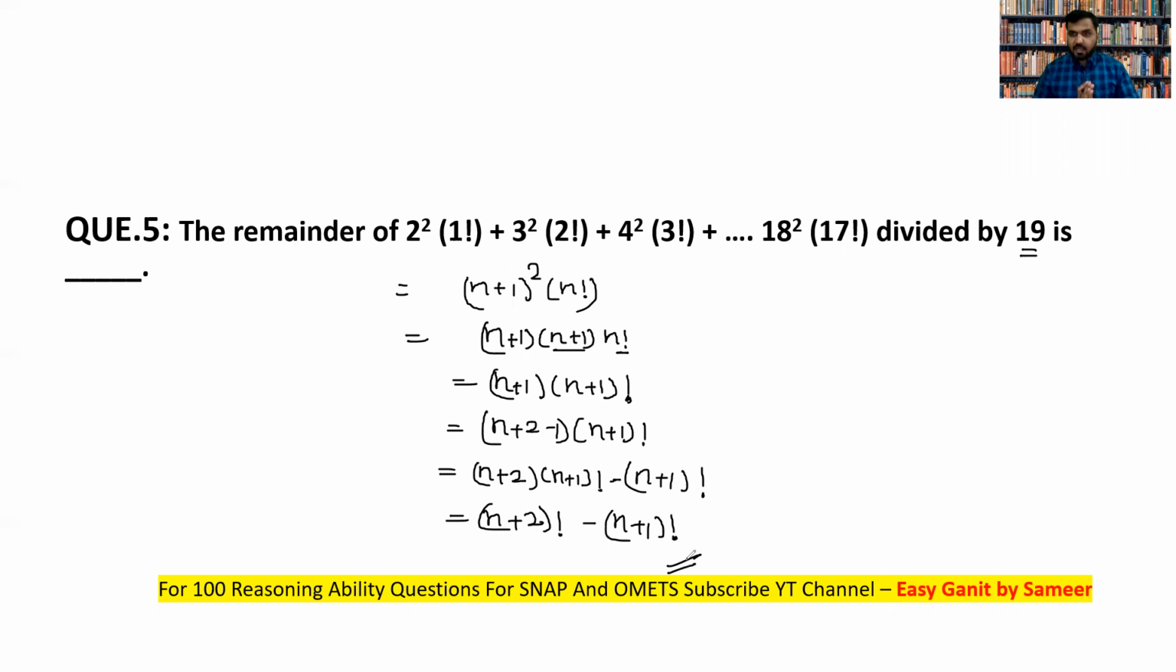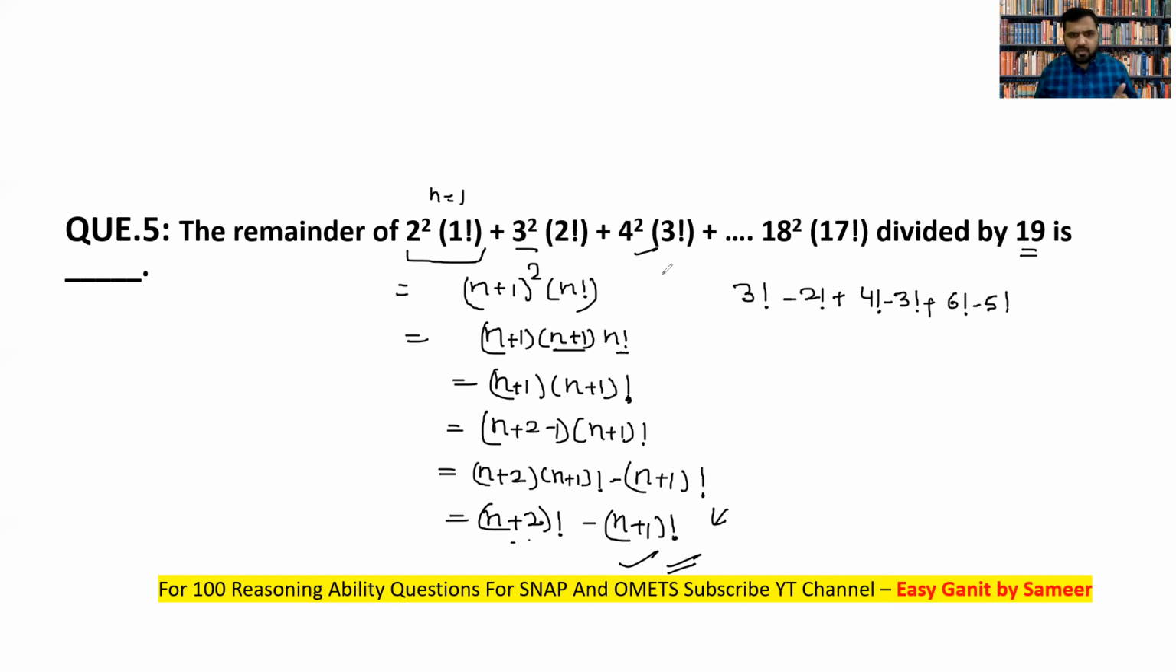This is the term finally that you need to write down. Every term of this series, this is 2 square into 1 factorial, where n is equal to 1 here. Can I write down this series as n plus 2 factorial? That means 1 plus 2. Now, the first term can be written as 3 factorial minus 2 factorial, right? Because we know that this whole thing can be written as n plus 2 factorial minus n plus 1 factorial, right? And the next, you can see that I can put n as 3 here. So this would be 4 factorial minus 3 factorial. Then the next, I can put n as 4 here. This would be 6 factorial minus 5 factorial.